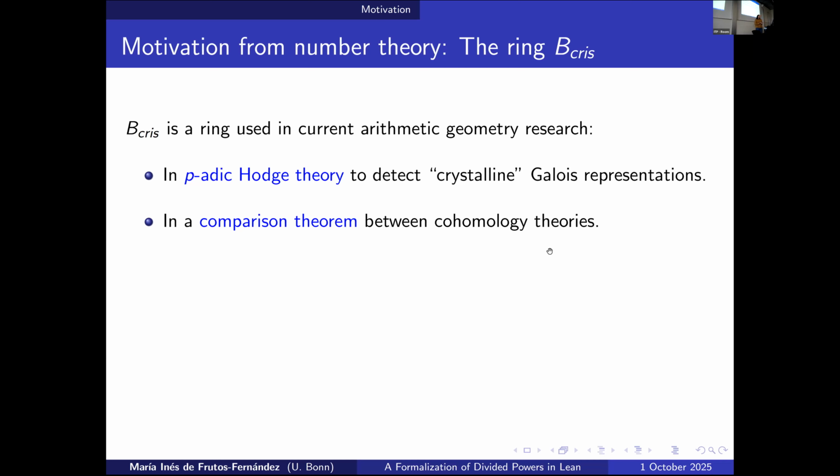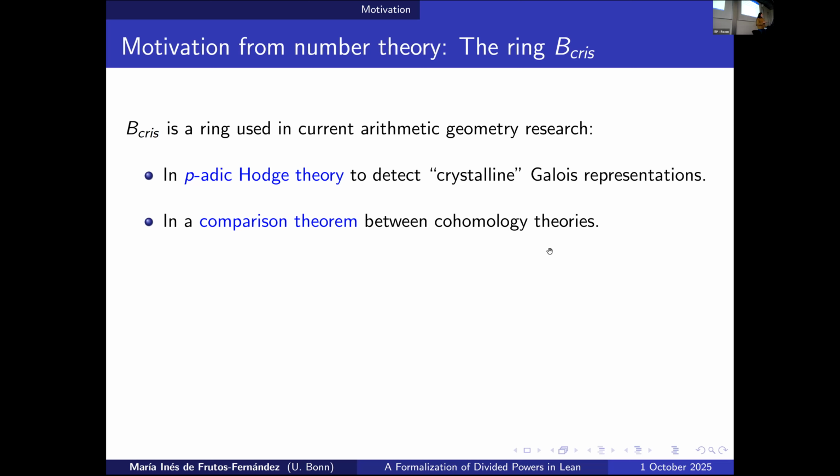So one application is there is an area of number theory called p-adic Hodge theory, where you want to understand p-adic Galois representations. So in this area, the ring B_cris can be used to detect certain Galois representations that are the so-called crystalline Galois representations. So representations that have some interesting property.